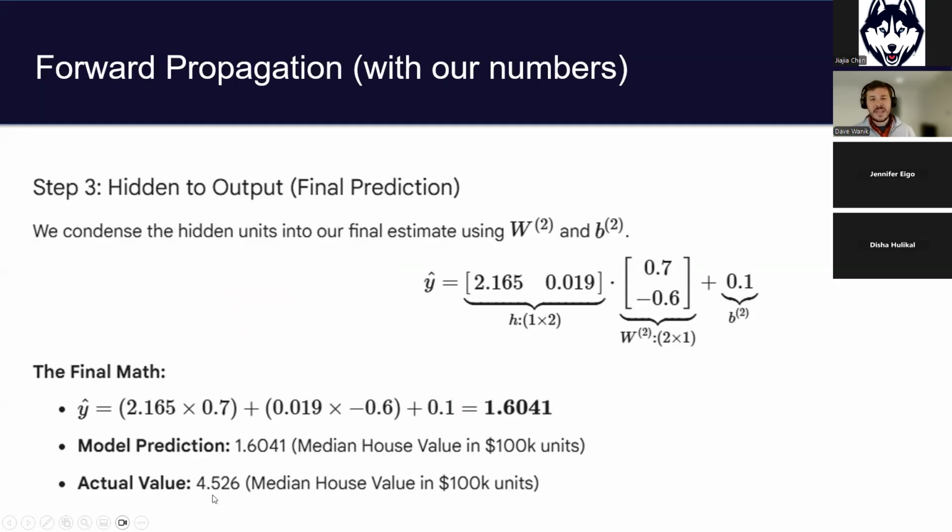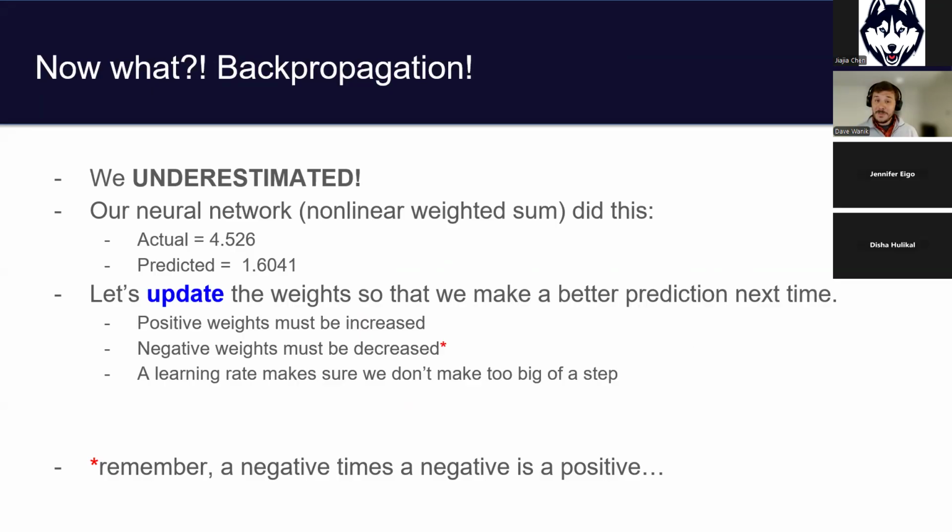So that means that our neural network underestimated. We are trying to predict a 4.5, and our model predicted a 1.6. So our model has underestimated. Calamity. So what can we do? We are going to update the model weights such that we make a better prediction next time. And in this example, I only have one row of data. So I'm going to show that this network architecture, which was initialized with random weights, will be able to learn a relationship between input and output by updating its weights.